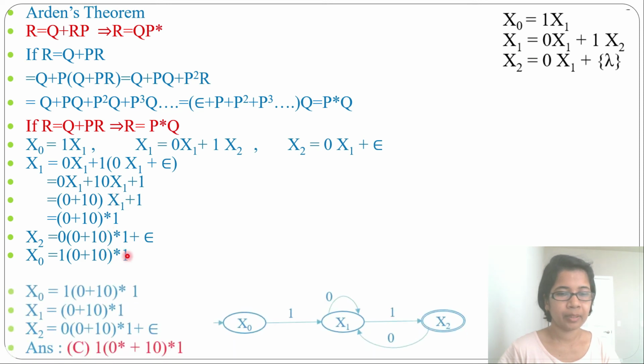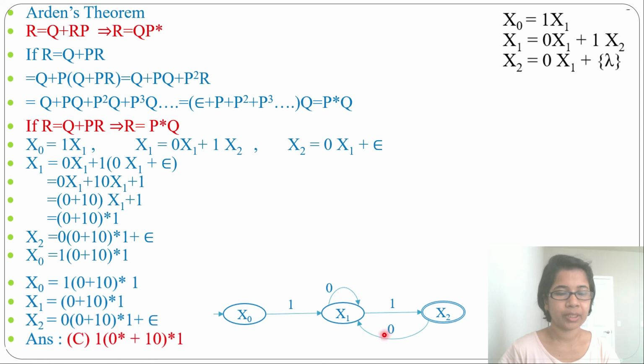If you compare, we found this from the state diagram. Both are equal. x0 you can check, this is equal, x1 this is equal, and x2 this is equal. I explained 3 methods of solving this question. Whichever you find easier, you just use that.